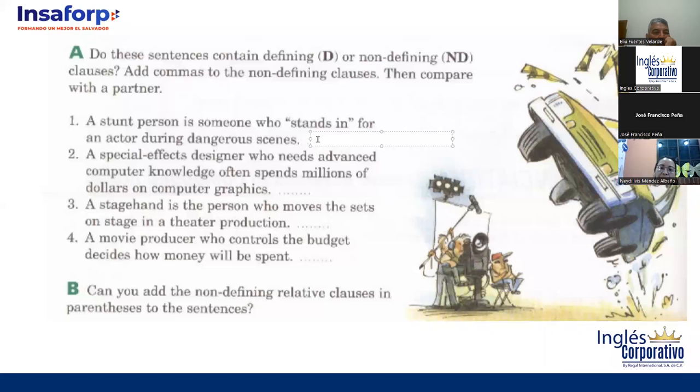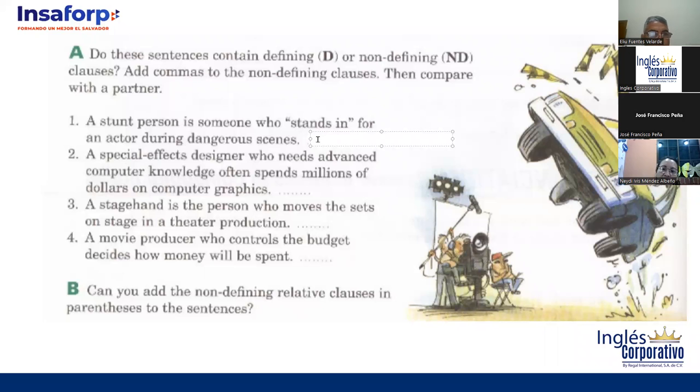But we're still in number one. You are saying that for you, it's not defining, right? But why do you think it's not defining? Because it is not something that identifies a specific person. Because it is a stunt person. What does stunt person mean? I don't know if you have seen that person in a movie. Stunts are those difficult or dangerous scenes they have to shoot, but probably the actor is not willing to do it, or is not trained to do it. So stunts come into place and they shoot those scenes for that person.